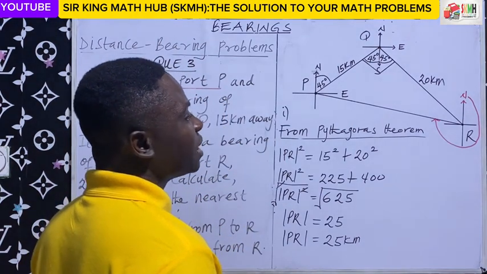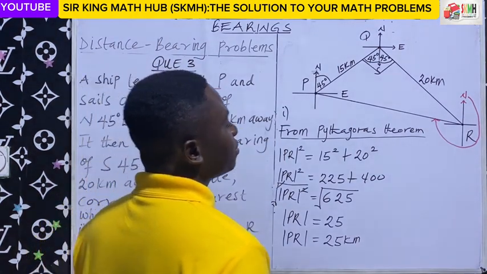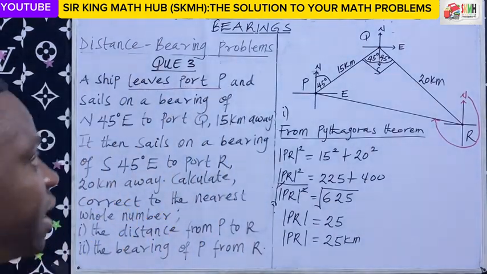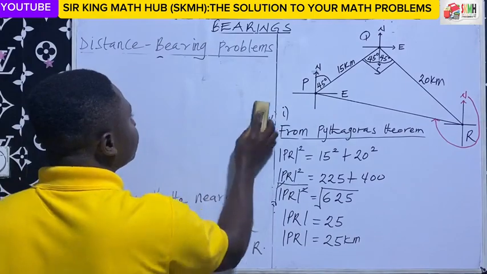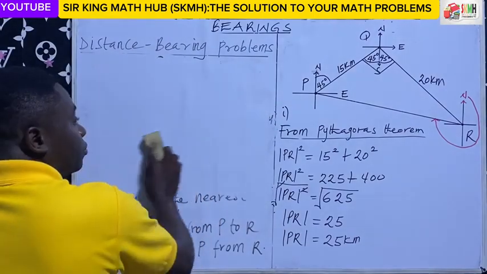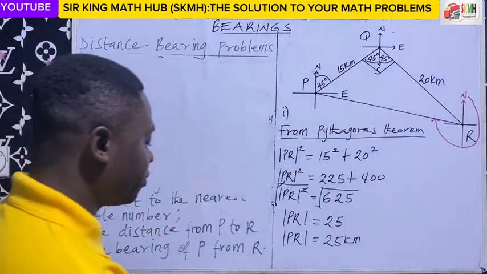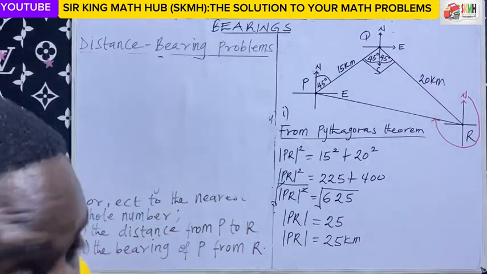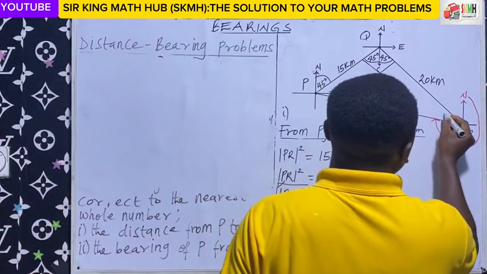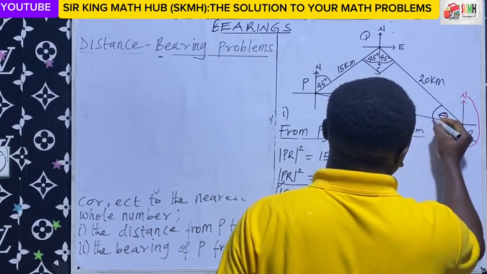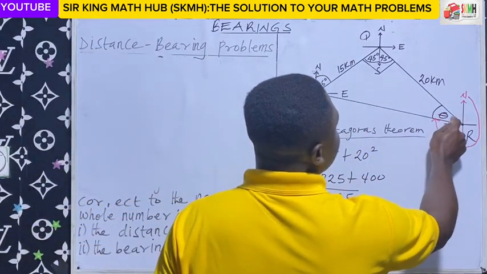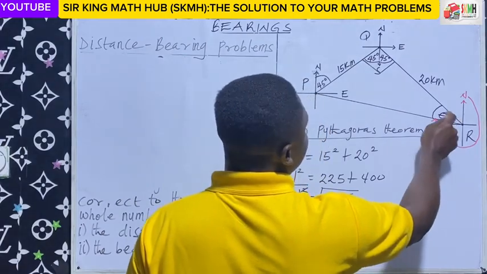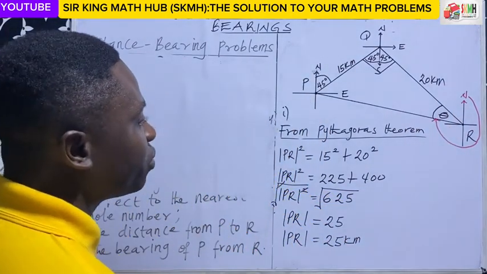So how then do we do that? So let me get some space here. So first of all, let's calculate the measure of this acute angle here, theta. Let's measure theta, the acute angle here. Let's measure it. So how do we do that?